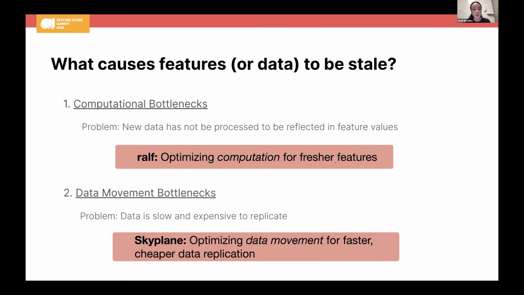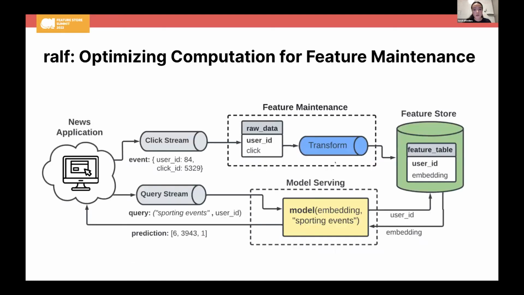And then the other bottleneck that we often have is data movement bottlenecks. Because data is slow and expensive to replicate, we end up having stale data or stale features. So this is relevant to the second project I'll talk about, which is Skyplane, which is optimizing data movement for faster, cheaper data replication.